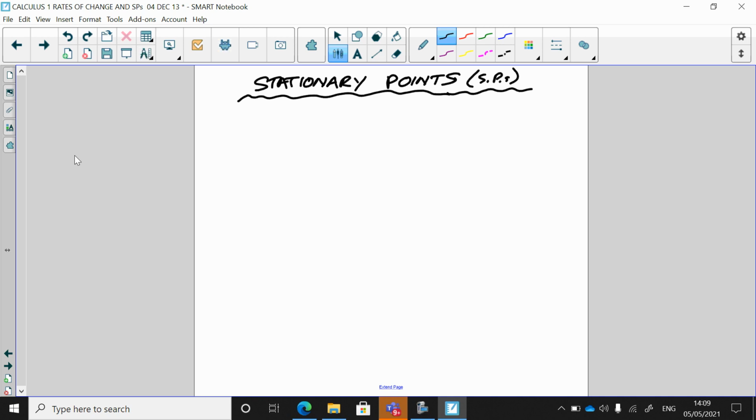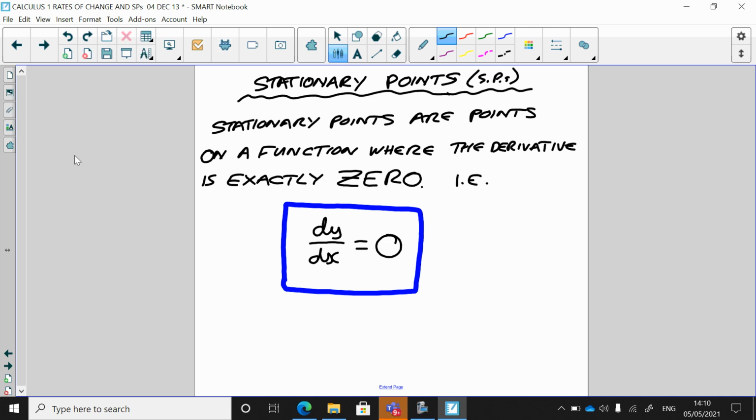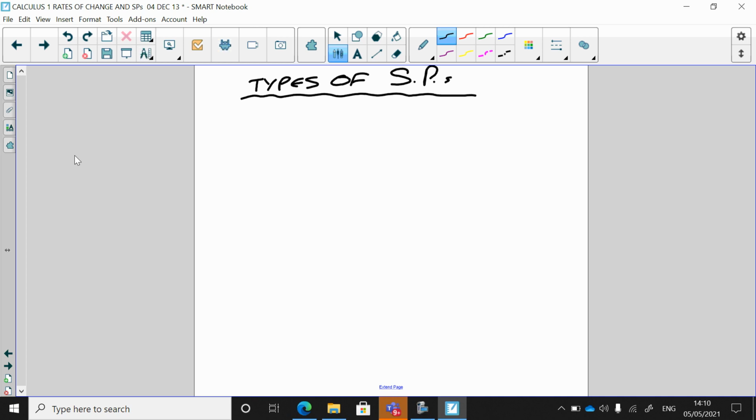Right, so we're going to talk about stationary points. These are points on curves or functions where the derivative is exactly 0. This is our condition, dy by dx, or whatever it is, equals 0. So we get different types of stationary points. What we've got here is what's called a local maximum turning point, a horizontal line with gradient 0. Another one is the minimum turning point.